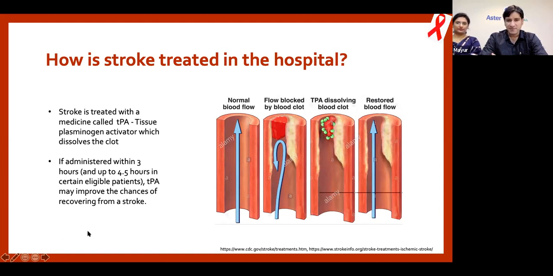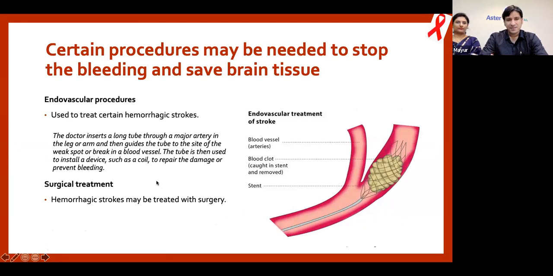But what is important here is that it is beneficial only when given within the first 4.5 hours. The best result is seen when it's given early, within the first 3 hours. That's the reason the patient should be brought to the hospital at the earliest when symptoms start. In certain patients, there are certain procedures which can be given. These are basically the endovascular procedures. These can be used both for hemorrhagic stroke and for ischemic stroke.